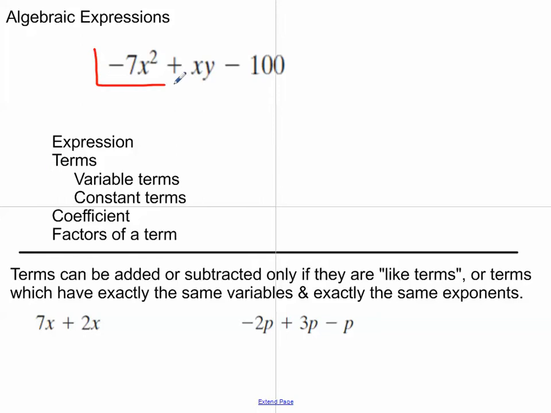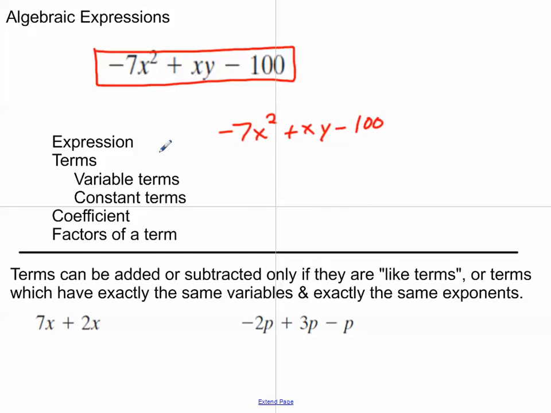So if we're talking about an expression, this entire thing is an expression. Everything in the red box is an expression. So what's an expression? The expression is negative 7x squared plus xy minus 100. The expression is, let's say, half of maybe an equation. An expression does not have an equation. This could maybe be half of an equation if we had an equal sign and then something else over here. But this is an expression. No equal sign in an expression.